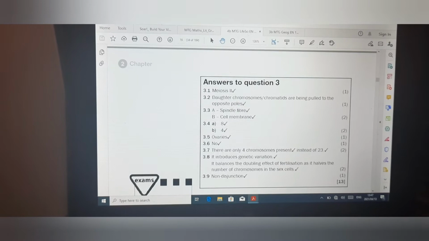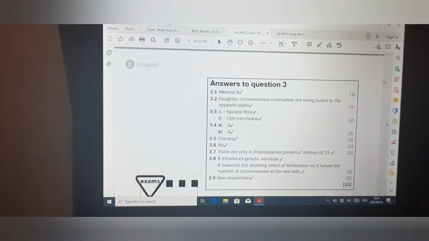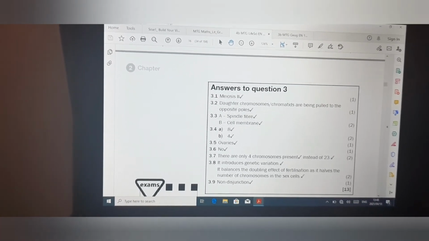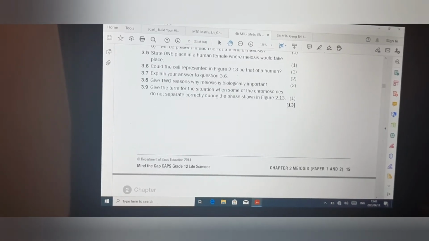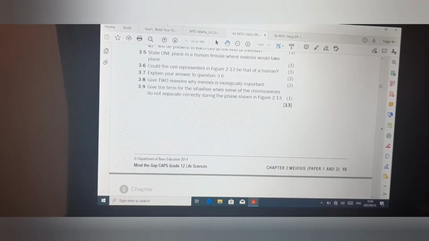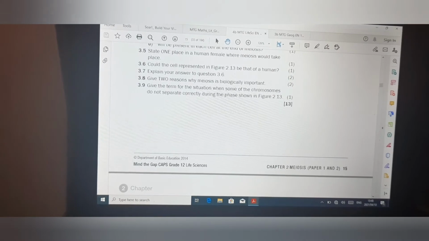Okay, I would advise you to go and revisit all those phases of meiosis 1 and meiosis 2. If there's a question that you don't understand, you let me know. Let's go to 3.5. State one place in a human female where meiosis would take place. That's the ovaries, because that's where you find your cells, your eggs.